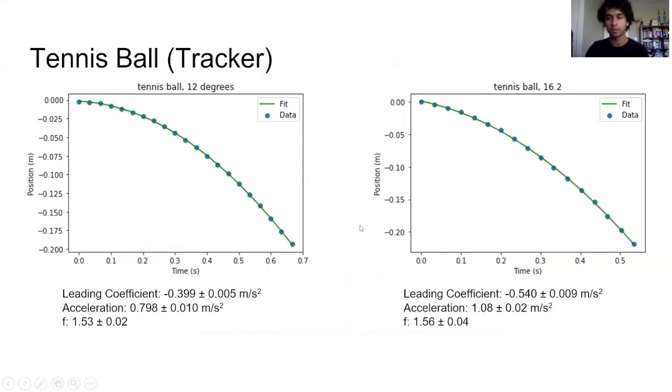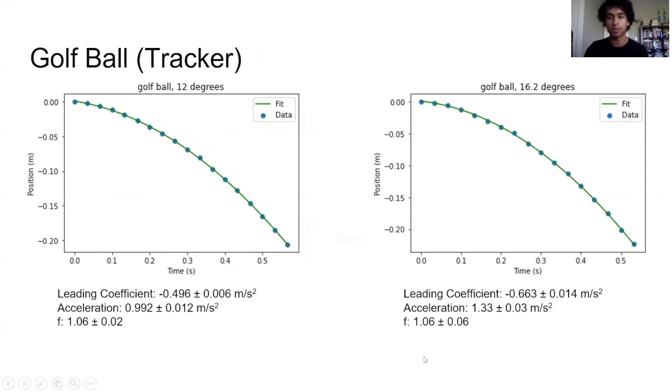In addition to analyzing the motion of the water bottles with different water levels, we also wanted to look at the moment of inertia for a tennis ball, a golf ball, and a football. We used the same method to find the acceleration and F. With our tennis ball data, we found that we got consistent values of F for both angles, which is what we expect for a rigid body.